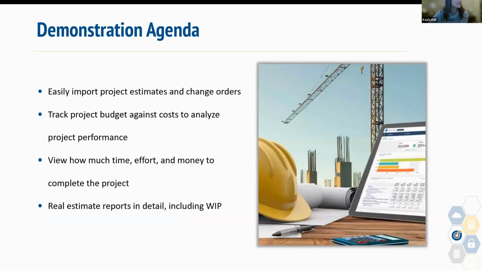All right, thanks, Justin. Oh, and I lost my notes. Let me find those. So today we're going to go over in Sage Intacct how we can easily add and import project estimates, specifically from third-party software systems. And then we can also recognize any change orders or change revisions, pending change orders on those project estimates. We'll also be going over how we can track the project estimate or budget against cost, analyze project performance, give better transparency on project performance, and then we'll be going through some of the real-time project estimate reports in detail and the flexibility that Intacct offers, including the WIP report.